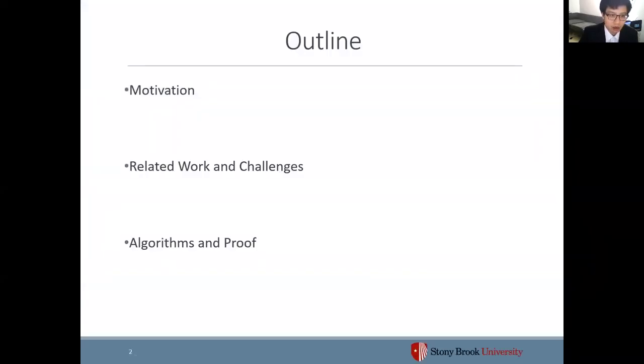In this talk, I'm going to present the motivation first, mention the related work and challenge, and lastly talk about our algorithm and proof.